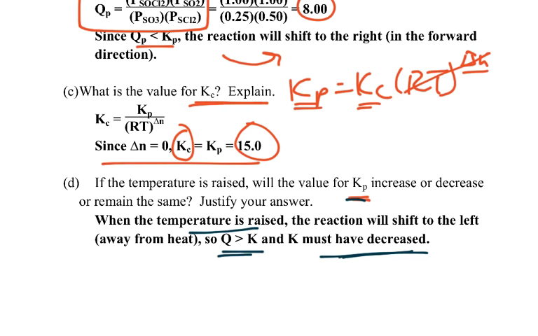And another way to look at that is, Q is greater than K. For the moment, Q is equal to K at equilibrium. But now it's shifting to the left, which means Q must be greater than K to make it shift to the left. And that's the FRQ.